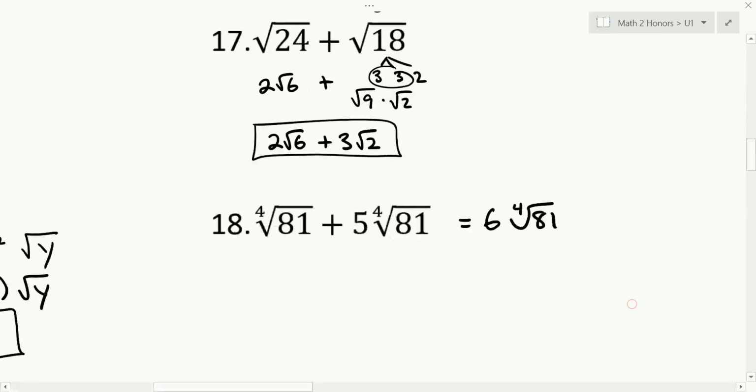Okay? So 81 is 9 times 9. Gives you 4 threes. And you're looking for a set of 4 because the index is 4. And so this is going to be 6 times 3, which is 18.